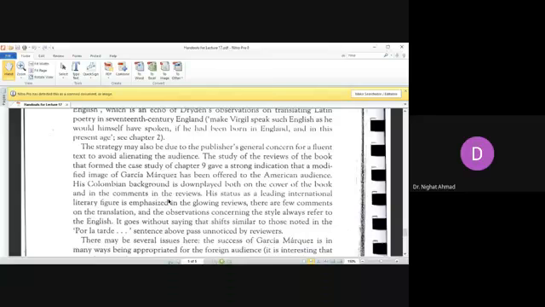And his status as a leading international literary figure is highlighted more than his Colombian roots, which are downplayed. So his status as a leading international literary figure is emphasized in the glowing reviews. There are few comments on translation, and observations concerning the style always refer to the English. It goes without saying that shifts similar to those noted in the contents above occur. So you see that the shifts do take place in the way a translation is carried out and the way it is presented to the target text audience.